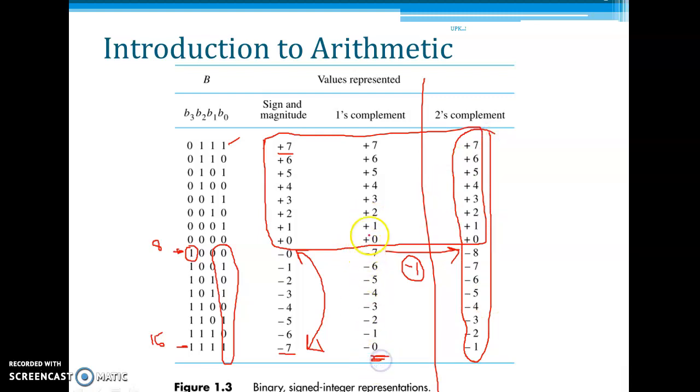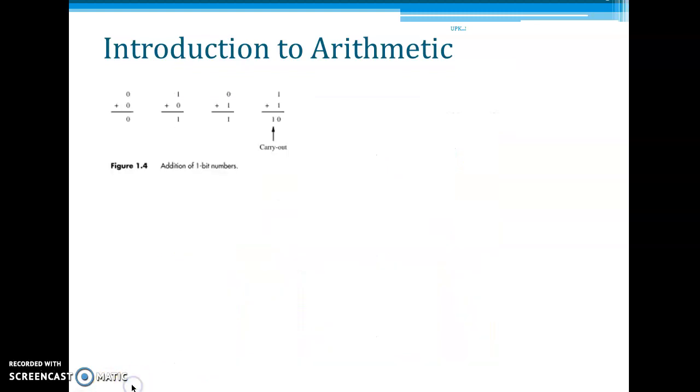We have minus 0 here, and plus 0 here. Not required. Here, if you observe, we have only plus 0. This is the speciality we get with 2's complement. This is how we represent numbers with respect to 1's and 2's complement.